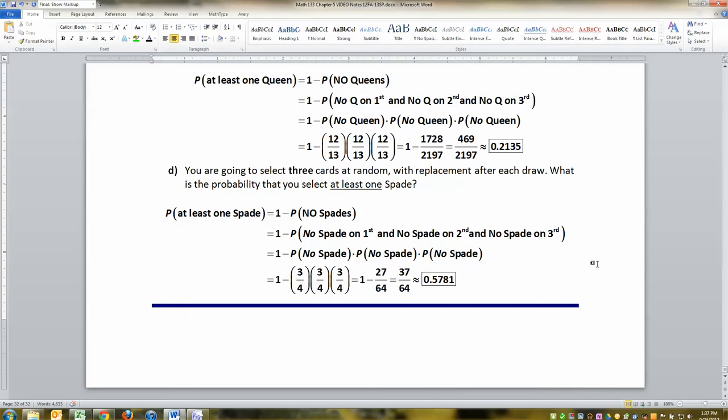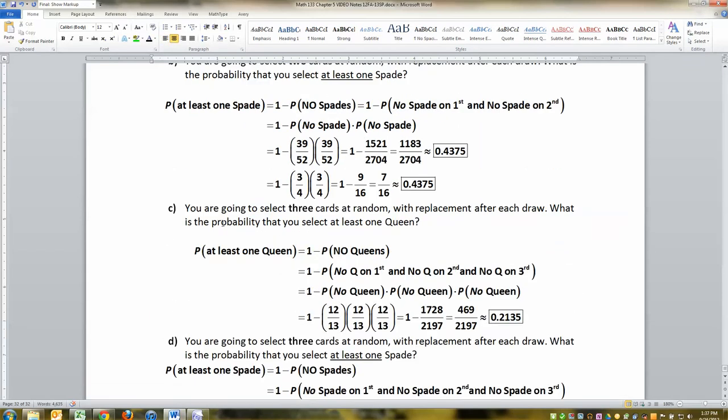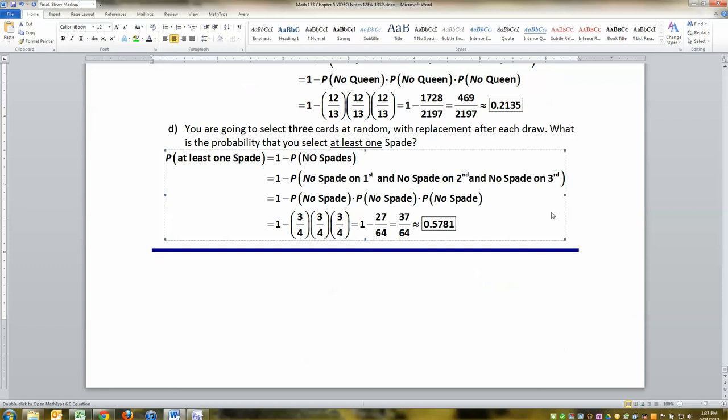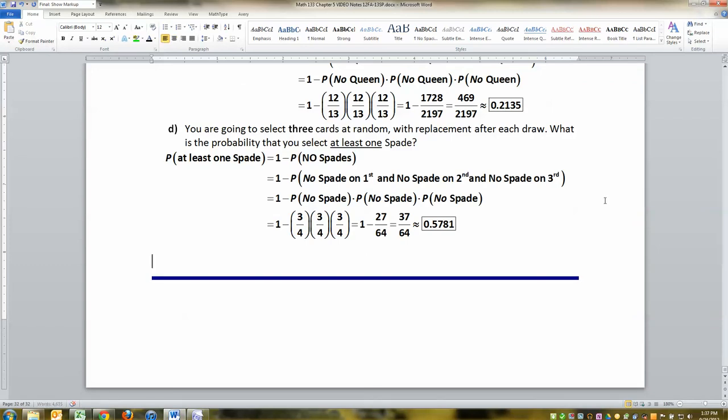Let me write it out somewhere here. This is why this rule works. So let me give it to you. So note: if you do not have no spades, right? Not have no, get it? Not no, double negative. Then you must have at least 1 spade, right? That's why this rule works.